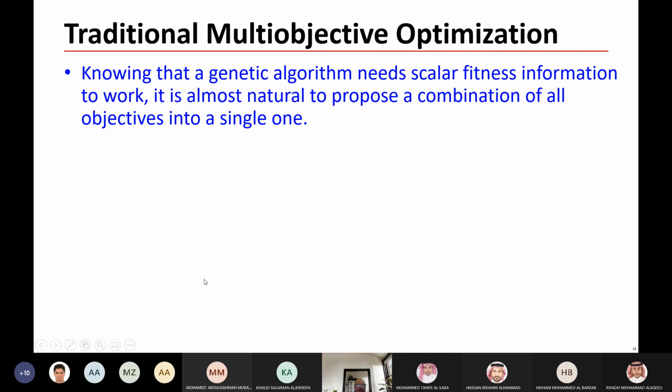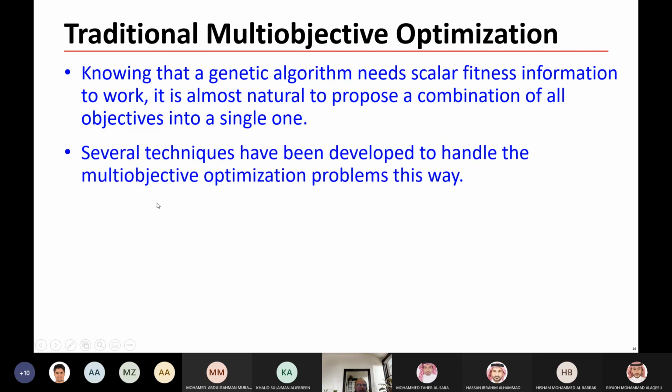Classical methods, as we mentioned earlier, include the weighted sum, the epsilon constraint, and goal programming, which we will see. Knowing that a genetic algorithm or any single-objective technique needs scalar fitness information to work, it is almost natural to propose a combination of all objectives into a single one. The idea behind the traditional multi-objective approach is to convert the problem to a single objective by aggregating all the objectives together.